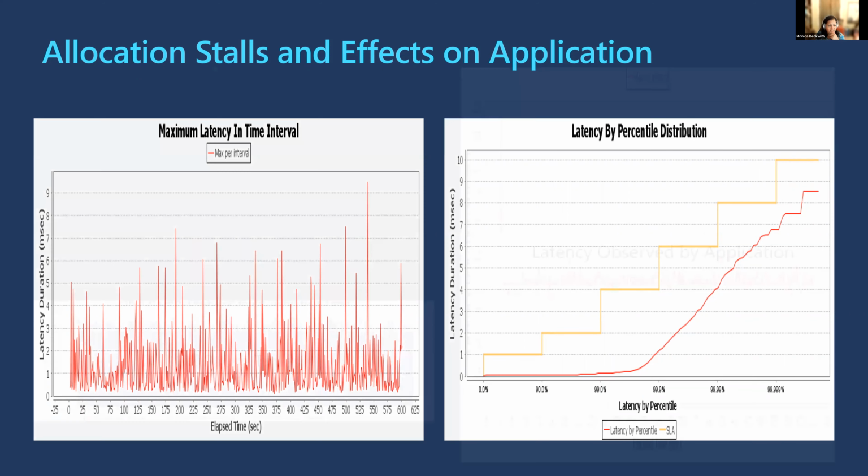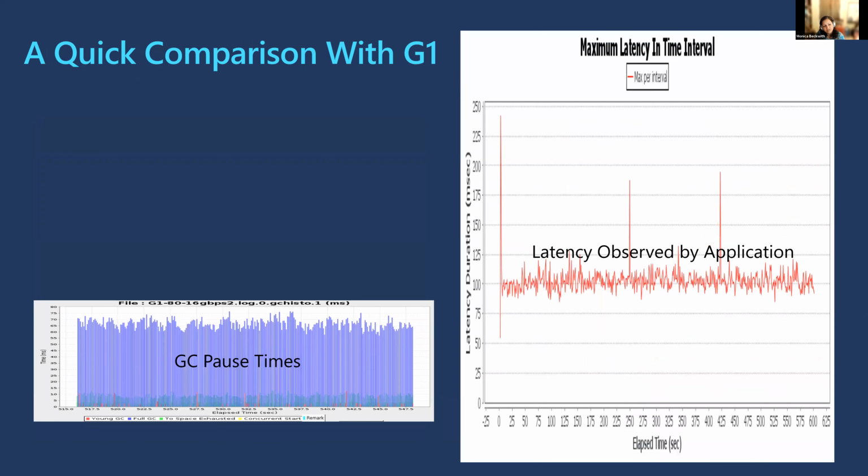How did G1 do? This is outside G1's comfort zone because of two reasons. We have humongous allocations, right? And already G1 is basically trying to allocate everything in the old generation, and those things are hanging around. So you not only have humongous allocations, you are keeping them around as a medium data set size, right?